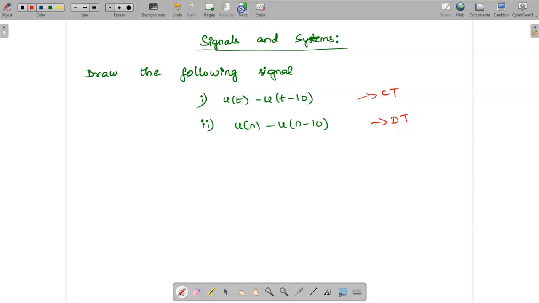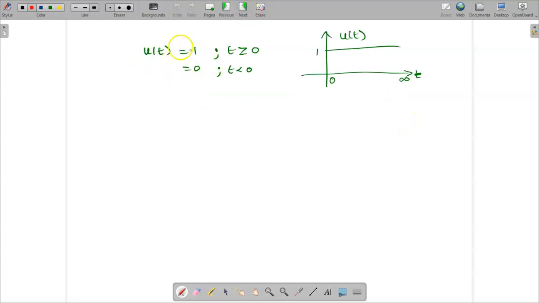So we know that u of t is nothing but the unit step signal, which is given by u of t equal to 1 for t greater than or equal to 0, and 0 for t less than 0. This is the structure for u of t: it exists from 0 to infinity and the amplitude is 1. So you have a constant line at 1, and from minus infinity to 0 there is no value at all, it is 0 on the left side.